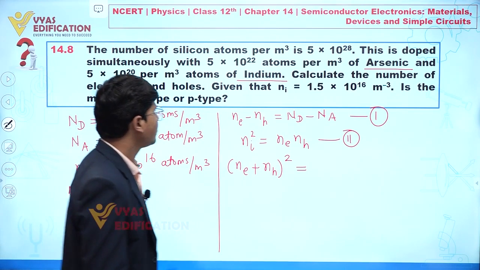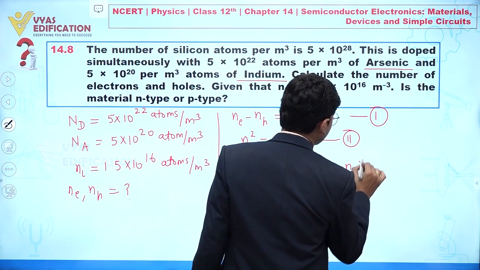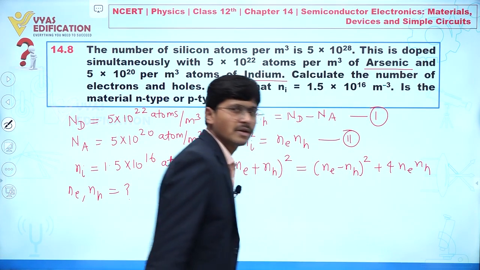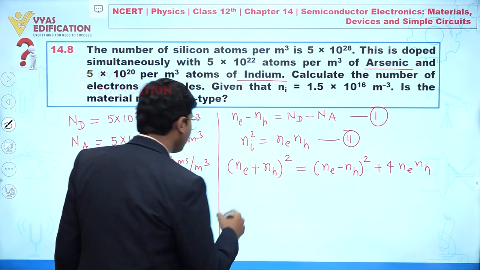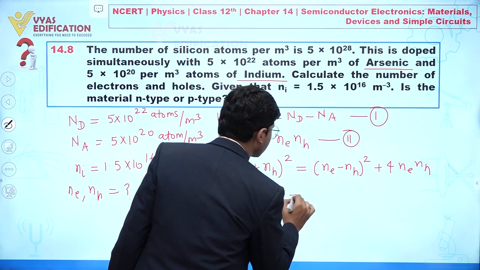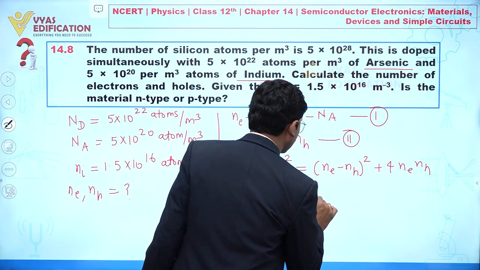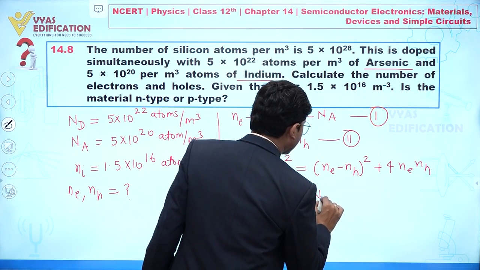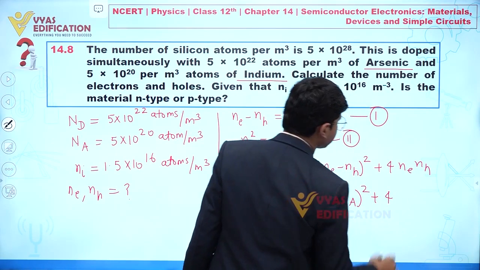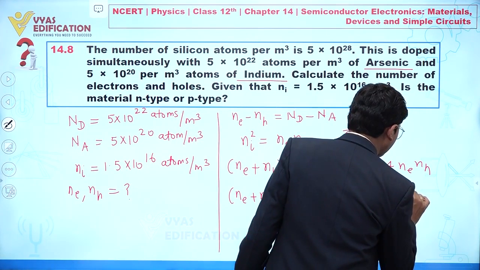How can we find it? We can write like this: (Ne minus Nh) whole square plus 4 times Ne Nh. Clear? So now we can say (Ne plus Nh) whole square equals, what is the value of Ne and Nh? This is equal to (Nd minus Na) whole square plus 4 times Ne Nh, which is equal to Ni square.